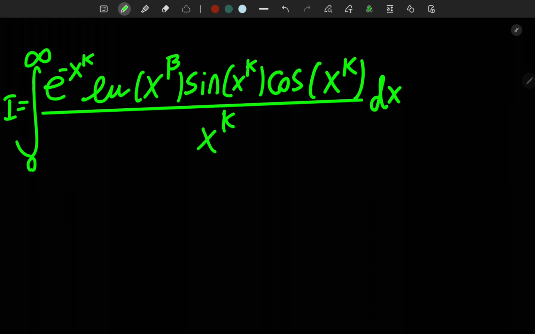And the way I'd like to solve it is by using Feynman's trick and a little bit of complex analysis. So let's not waste any time, let's get into this integral.